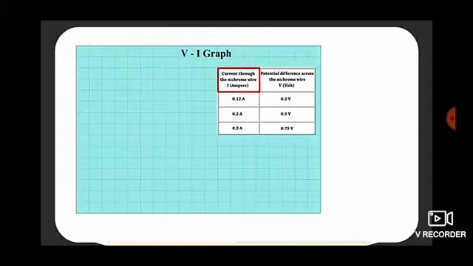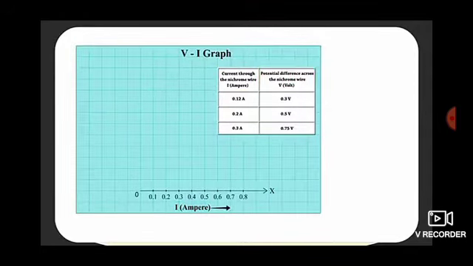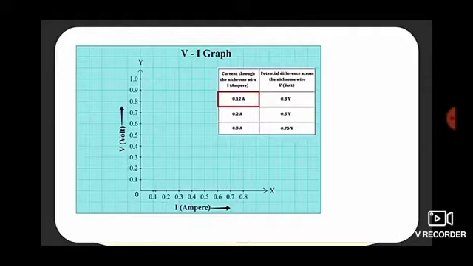Now we'll draw the graph. Graph is between V versus I. This we say V versus I graph. We'll put the values. Ampere is on the x-axis, voltage is on the y-axis. When we put the values, we will get a straight line graph. So if somebody asks what is the graph of Ohm's law, then you can say the graph of Ohm's law is a straight line. You can see the straight line will be drawn.